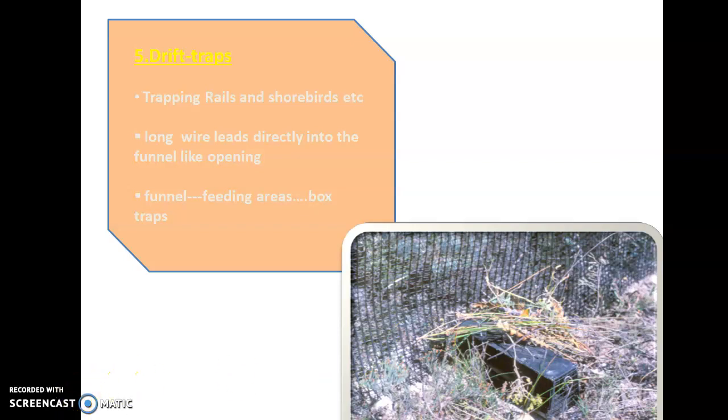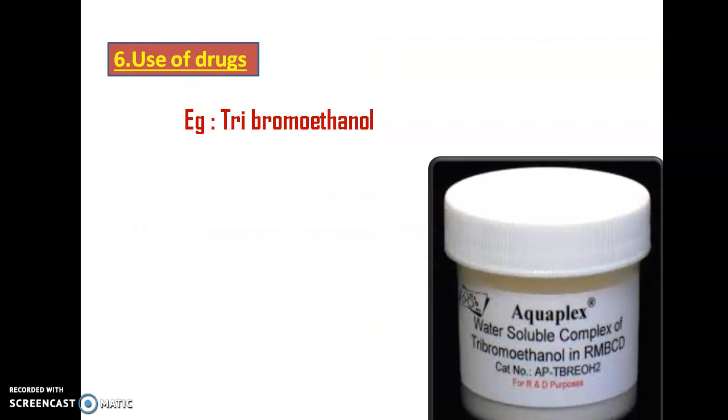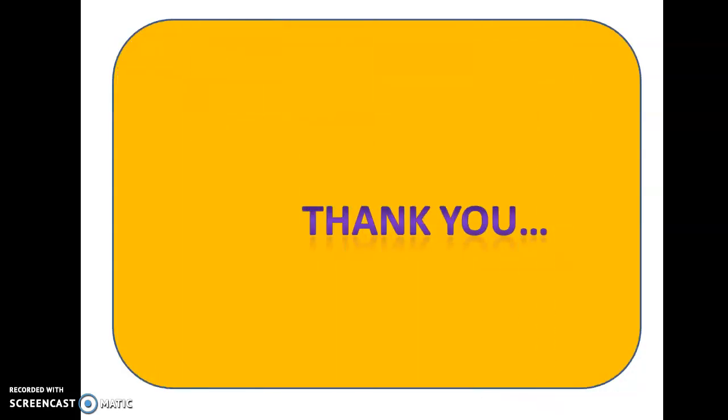Okay. Then comes the last one, that is the use of drugs. Certain chemicals or drugs can be used for collecting birds. One of the most important ones is called tribromoethanol. This is one of the most commonly used drugs for collecting birds. So that's all about the different traps used for collecting birds.